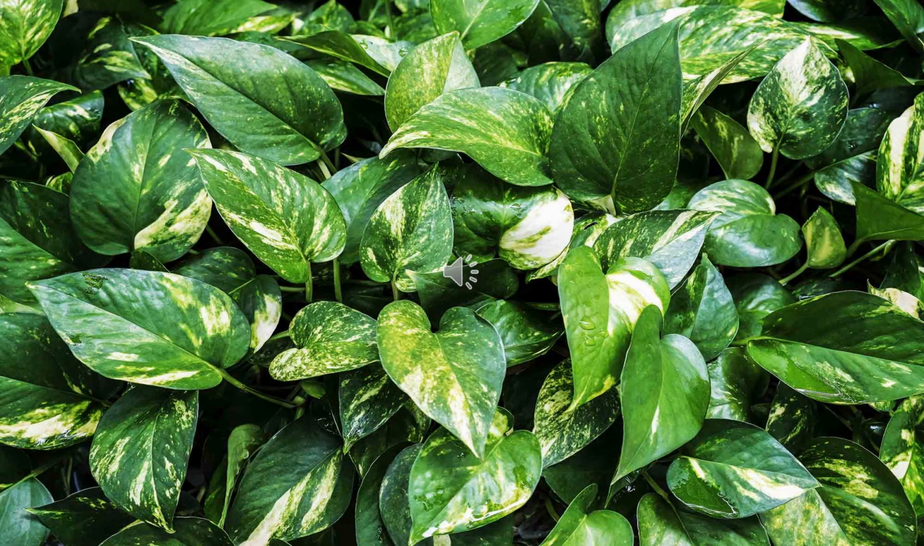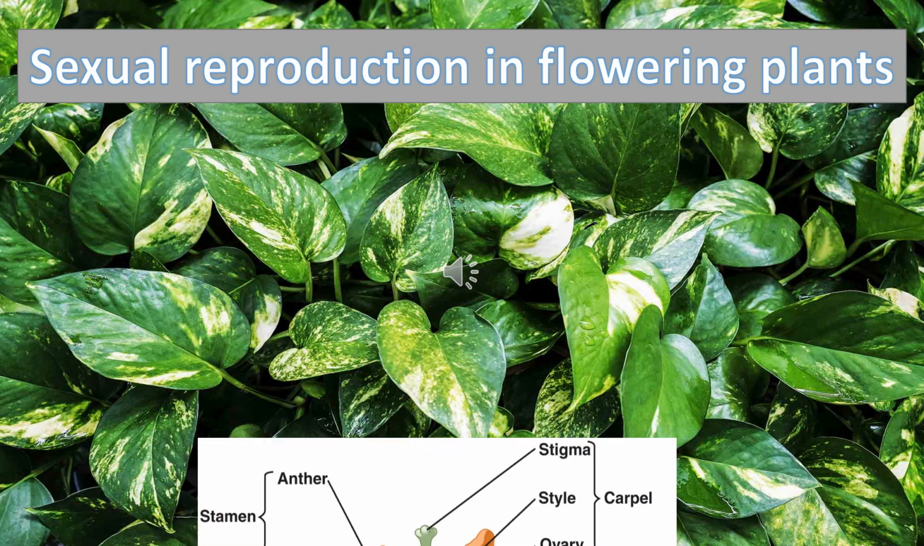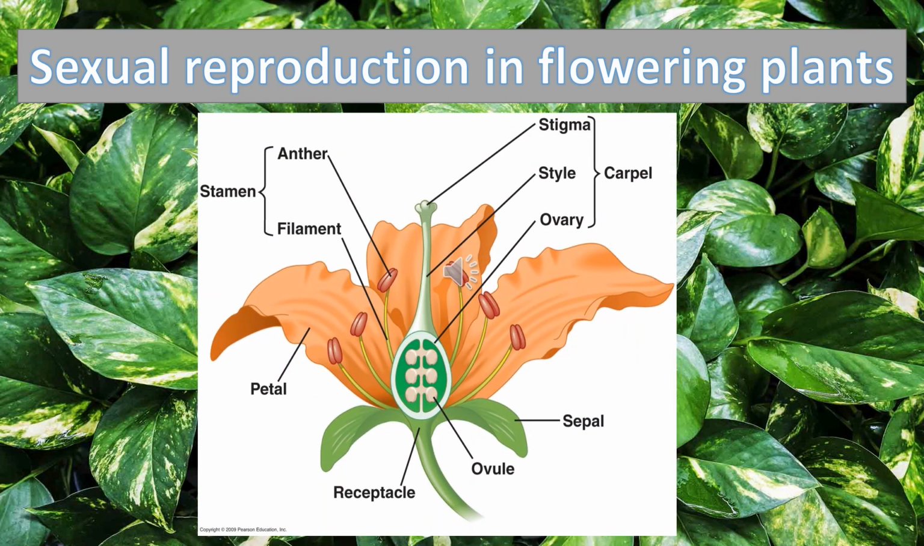Let's now move on to sexual reproduction in flowering plants. Just like in animals, flowering plants have male and female reproductive systems. Stamen is the male reproductive part of the flower. It consists of the anther and the filament.